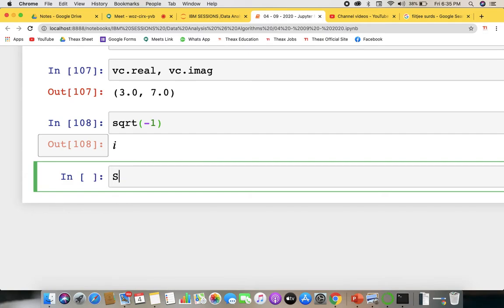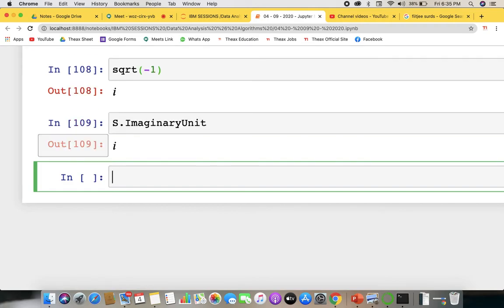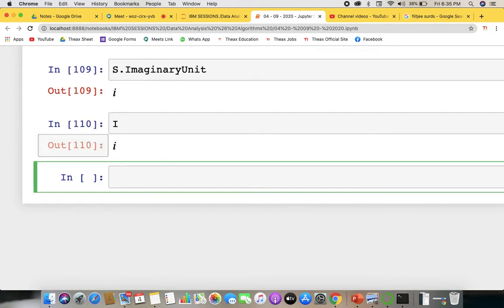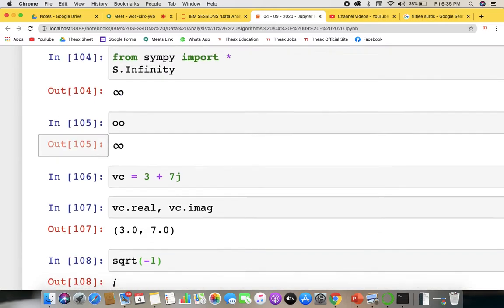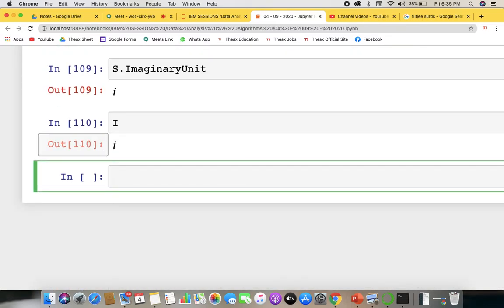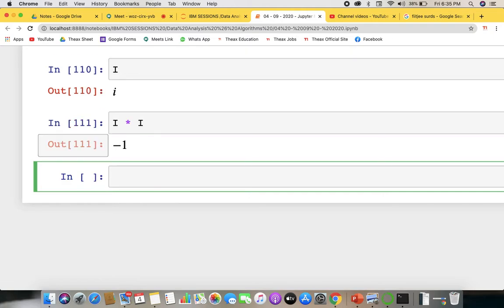Or simply if we write i, that is all here given as iota. We have a proof also for this, right? Square root of minus 1 is going to be i. That means i multiplied by i will be giving you minus 1. So that is defined up here also, right? To go with the mathematics, complex numbers and all, solving any complex number problem.